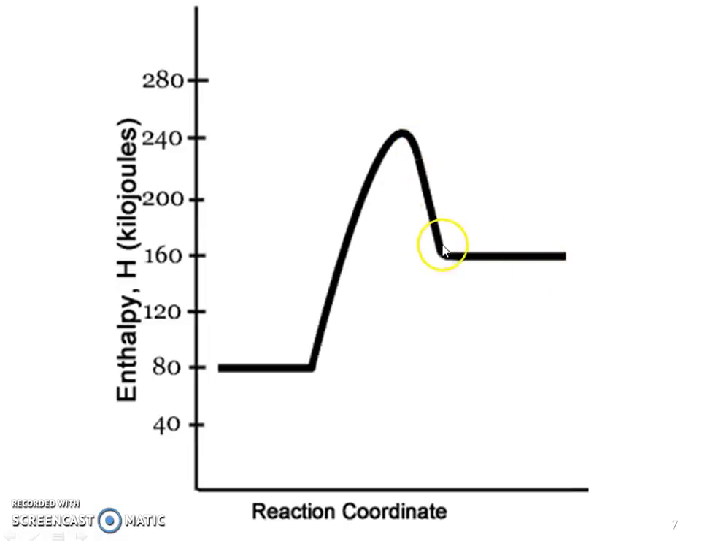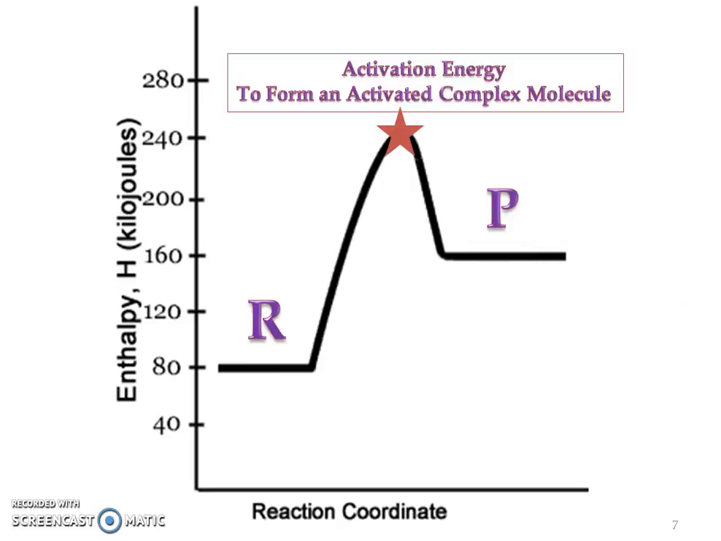Now, sometimes that line stops here before the amount of energy it started with, and sometimes the line's going to come all the way down here, and the products are going to have less energy than the reactants it started with. So I'm going to label this as R for reactants, and I'm going to label this as P for products. So this hill that I talked about, reactants have to absorb enough of what's called activation energy to form this activated complex molecule. And that's a molecule that's kind of in between the reactants and products.